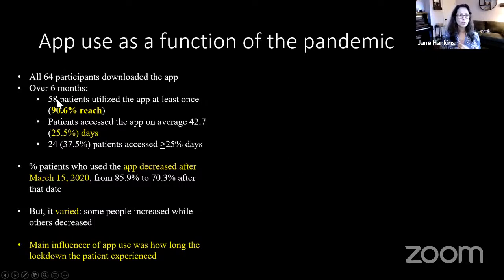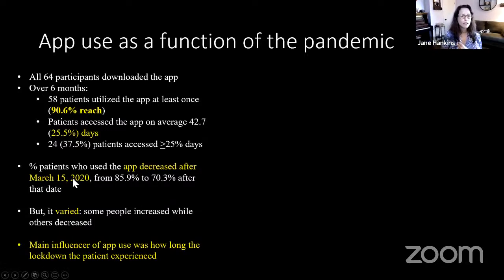So there were 64 patients, and 58 of them utilized the app at least once. So the reach was approximately 91%. And then the patients accessed the app on average 42 days over 6 months. So about a quarter of the days on the study. And 37% of those patients accessed more than a quarter of the days of the study. So those were the high users. So we had people who used a little, people who used in the middle, people who used a lot the app.